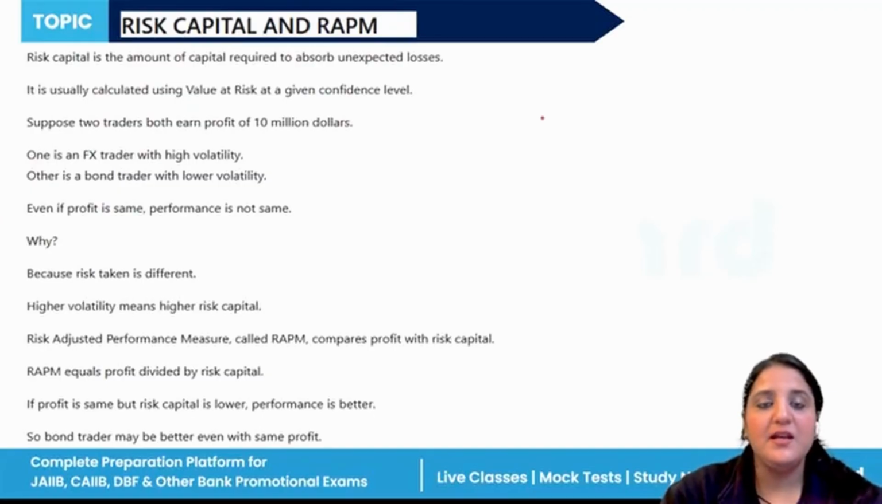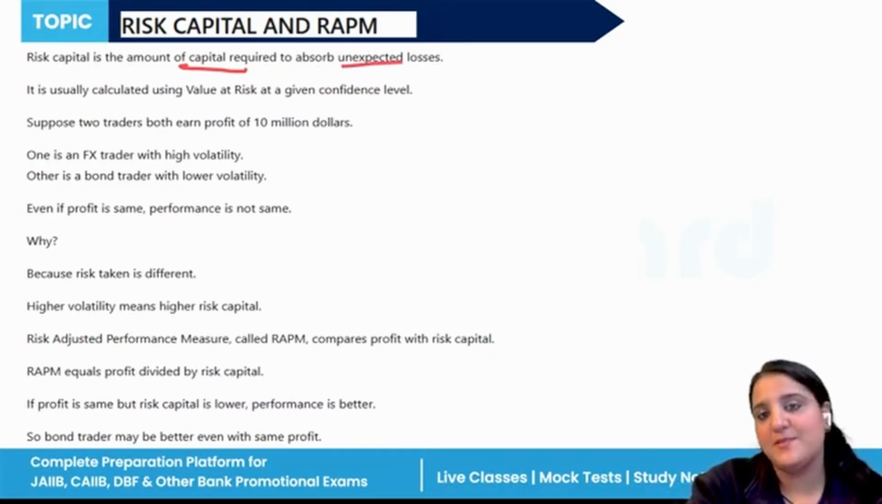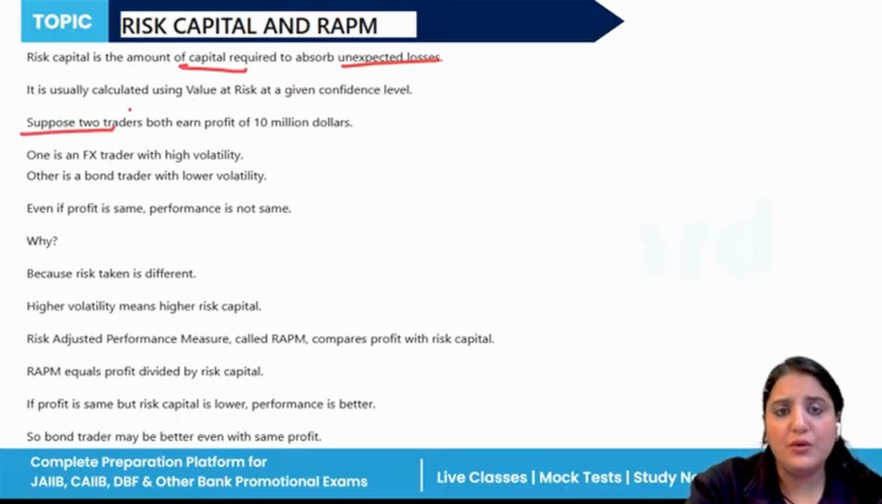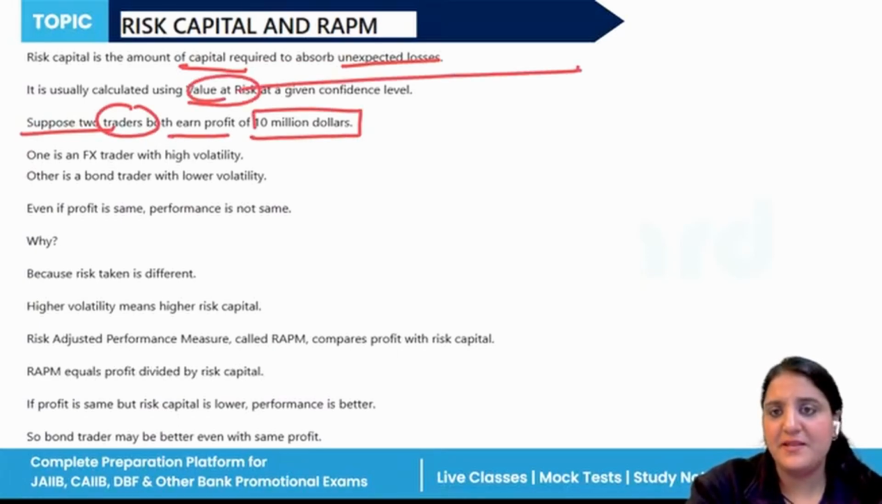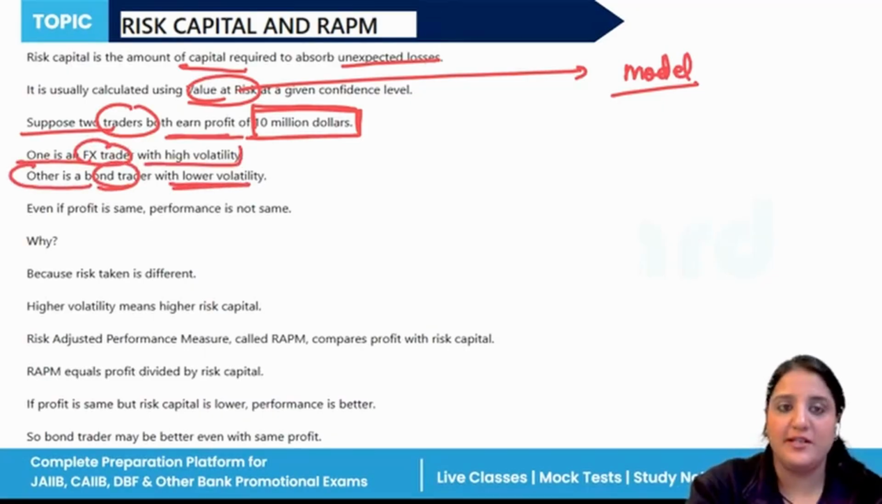And then risk capital. Risk capital is the amount which is basically required to absorb any unexpected losses. Suppose two traders are earning profit of $10 million, right? Value at risk is basically a statistical model which is used by banks to see the extreme loss situations. One is a foreign exchange trader with high volatility, the other is a bond trader with lower volatility.